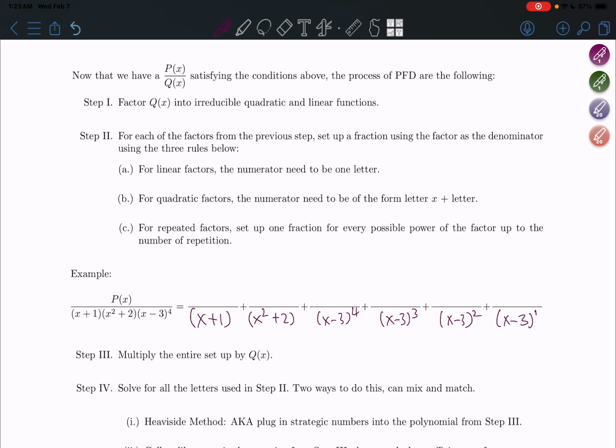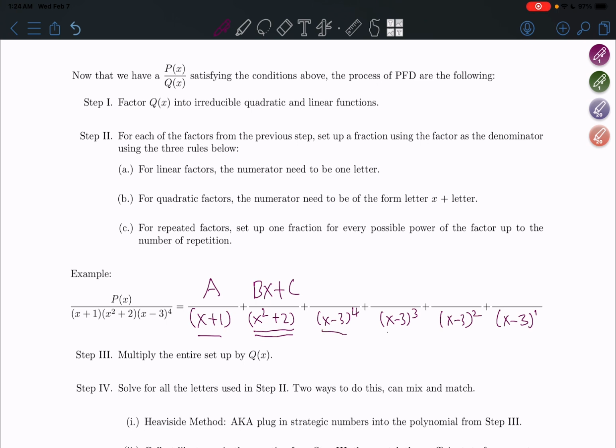Now, rule A says on top of a linear factor, well, this is my linear factor, I need one letter. Choose A. For the next one, I have a quadratic. Rule B says I need two letters, letter x plus letter. I used A already and I don't want to repeat letters, so this is going to be Bx plus C.